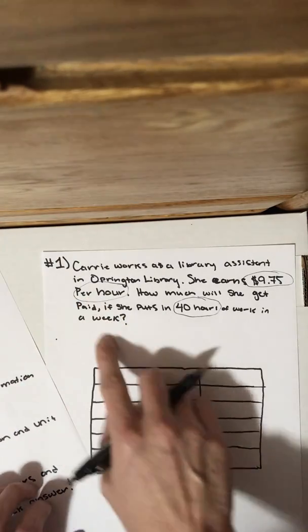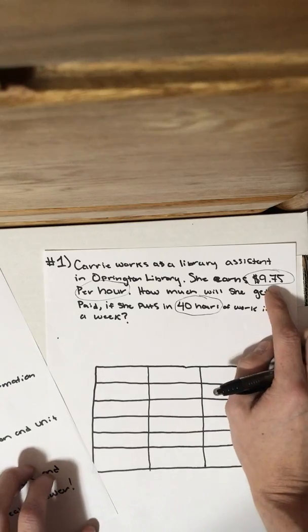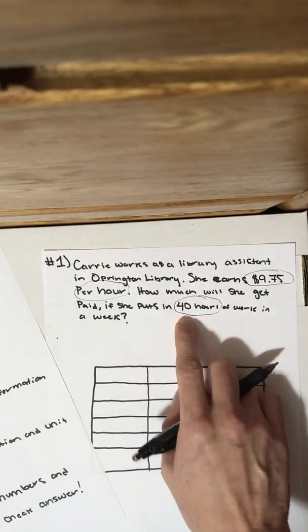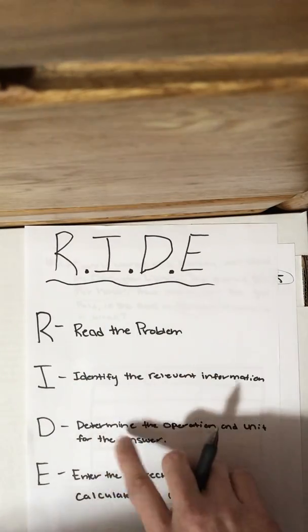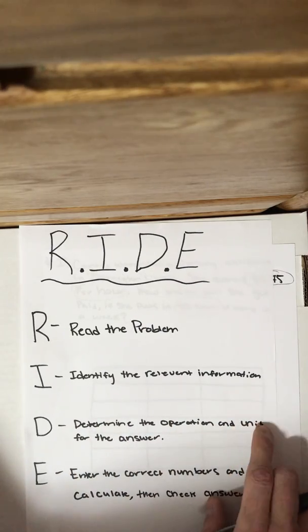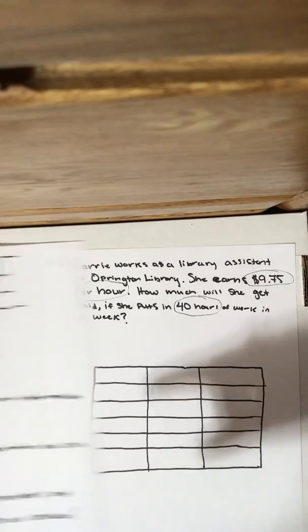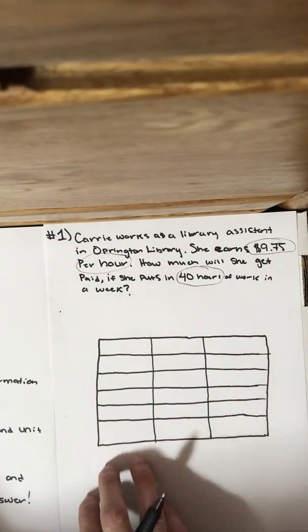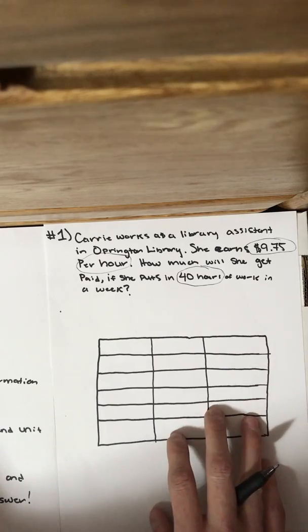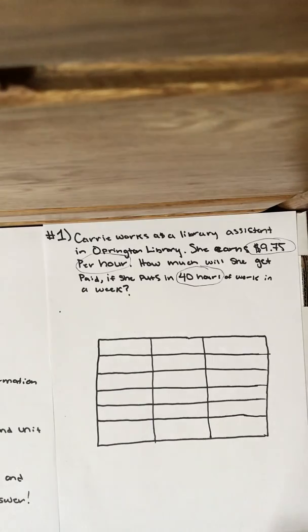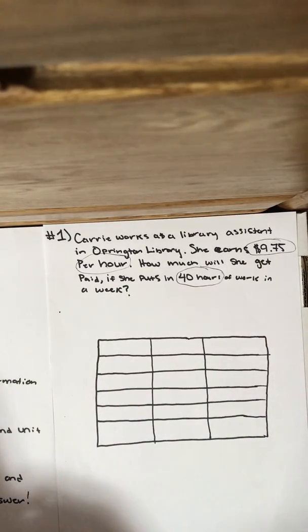As you can see, we identified the relevant information, which is $9.75 per hour, and then how much in 40 hours. And that leads us to the D in the RIDE problem solving strategy, which stands for determine the operation and unit for the answer. For this problem, I like to use little graph type things, or just charts right here, to work and solve out the problem. So I like to go back and see what information we circled right away.